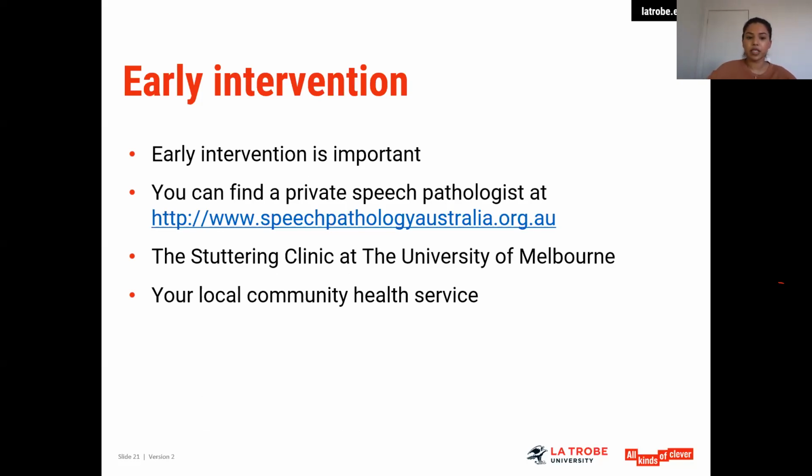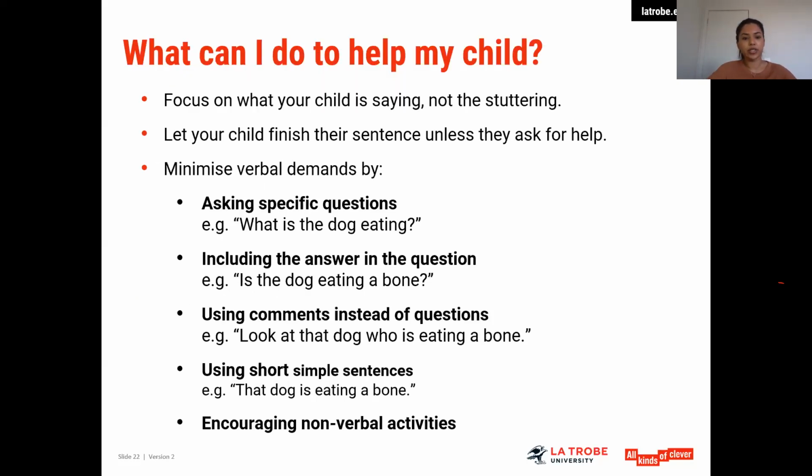So you might be asking, what can I do to help my child? If you're waiting for a spot in the program, there are some things that you can do to help your child. Firstly, focus on the content of your child's speech and not on the stuttering. Resist the urge to help your child finish their sentence and let them finish it themselves unless they request help. We know that sometimes reducing the difficulty of language makes it easier to speak with smooth talking and to minimize verbal demands. So there are some strategies that you can use.